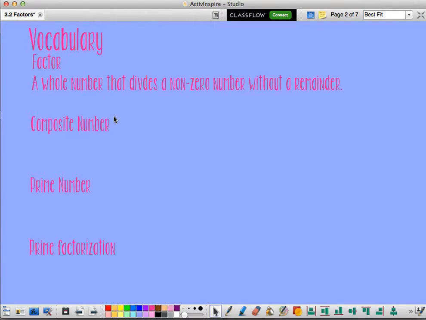So a factor is a whole number that divides a non-zero number without a remainder. So factors are numbers where when you divide, you end up with nothing left over. So for example, the factors of 6 are 1, 2, 3, and 6. Each of these numbers can divide 6 without getting a remainder.